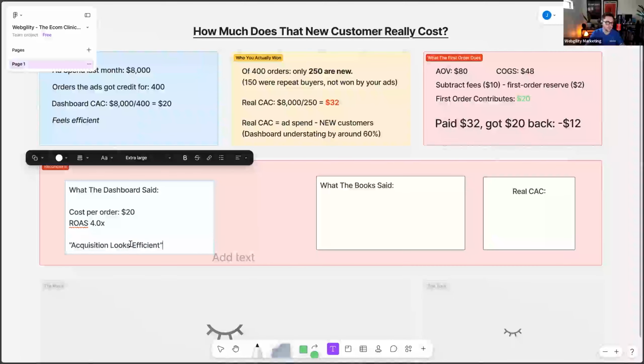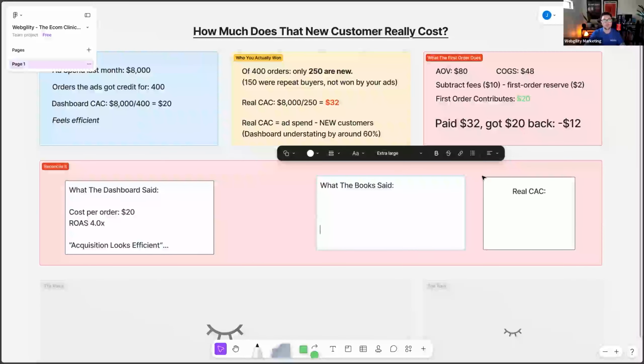I'm happy. Let's just color the text. It's not going to let me do that. Okay. But what your books are saying is, and let's copy, I can just type here. So you spent $8,000 to acquire.